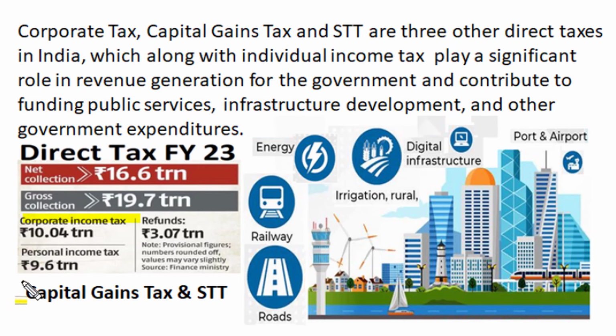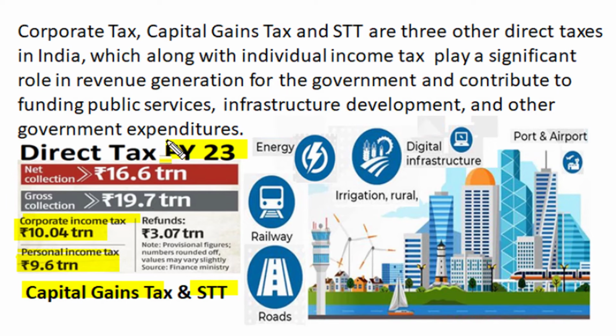Corporate income tax, capital gains tax and securities transaction tax are three other direct taxes in India which, along with personal income tax, play a significant role in revenue generation for the Union government. In fact, the contribution of corporate income tax is slightly more than personal income tax. The corporate income tax for financial year 23 was 10.04 lakh crore, whereas personal income tax, slightly less than corporate income tax, was 9.6 lakh crores.